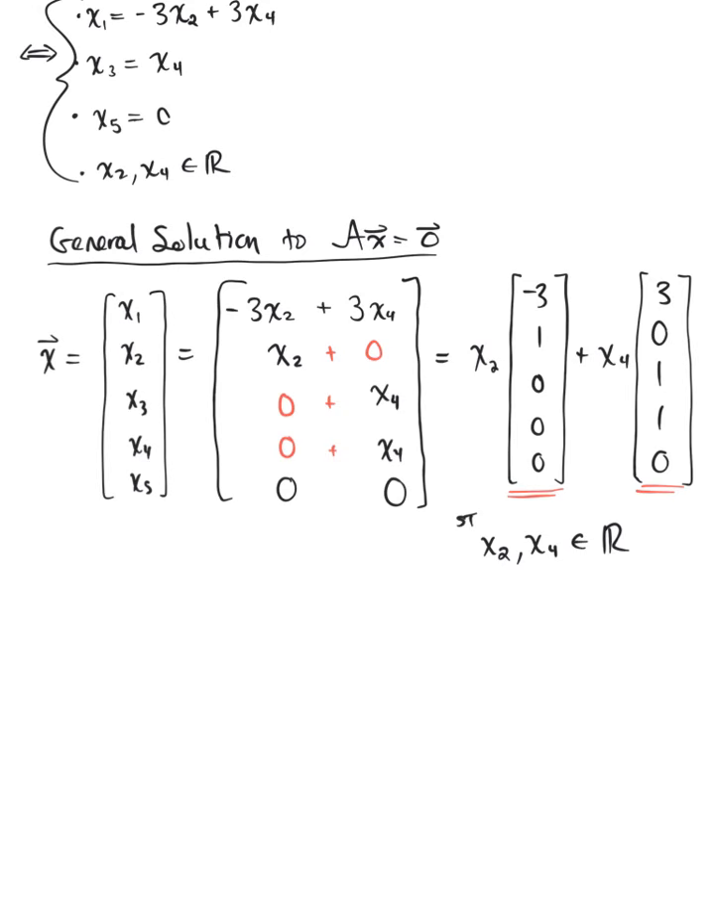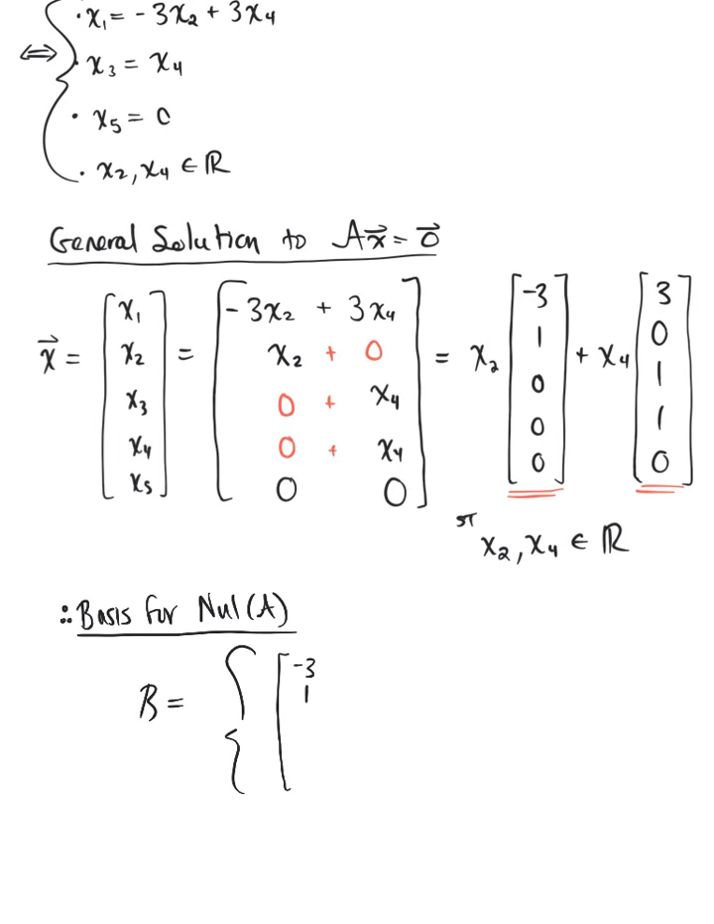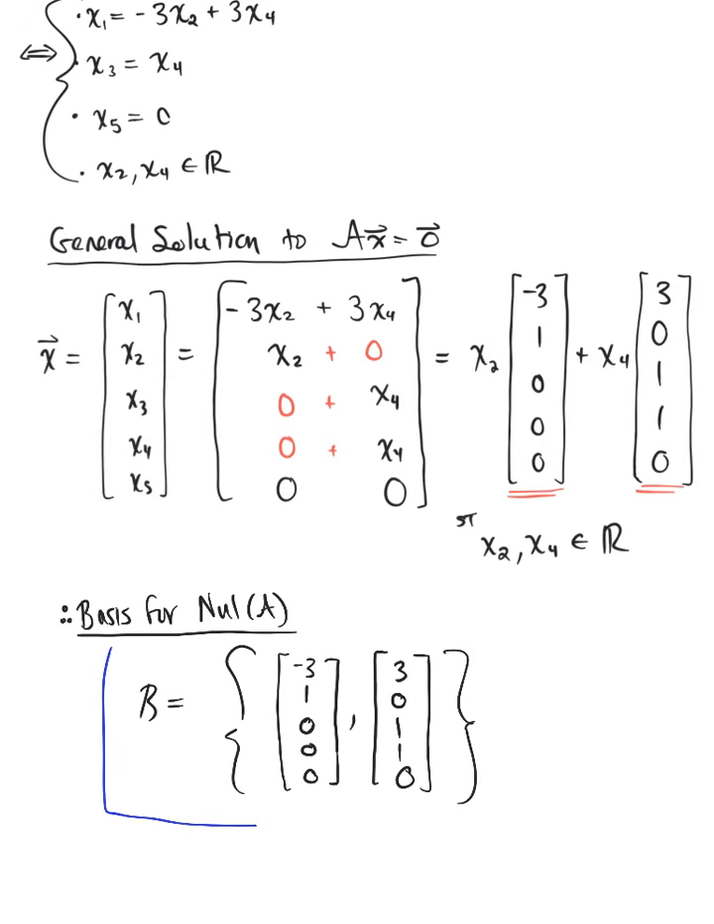And so we're ready to write our final answer here. We can say that, therefore, the basis for the null space of matrix A is defined as the set B with column vectors negative 3, 1, 0, 0, 0, and 3, 0, 1, 1, 0. And so this is our final answer in completing this question.